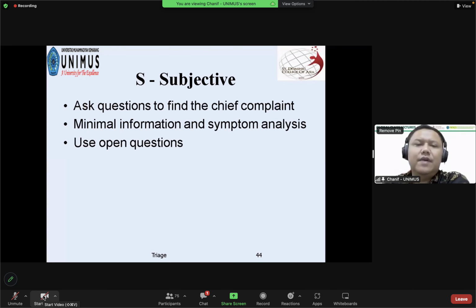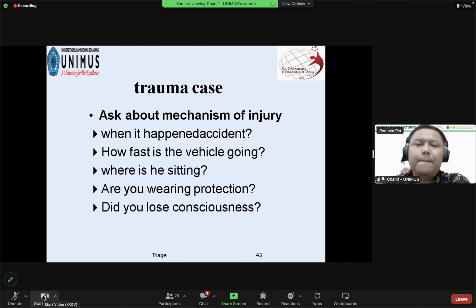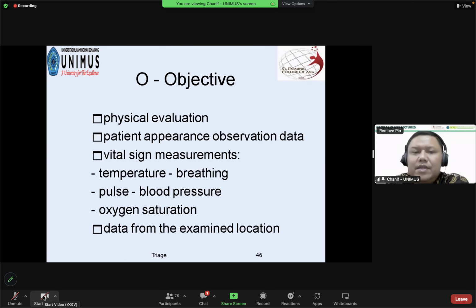Okay, for subjective data, ask questions to find the chief complaint, medical information, and symptom analysis, using open questions. In trauma cases, ask: when did it happen, how fast was the vehicle going, were you wearing protection, did you lose consciousness? This is part of asking about the mechanism of injury in trauma cases.